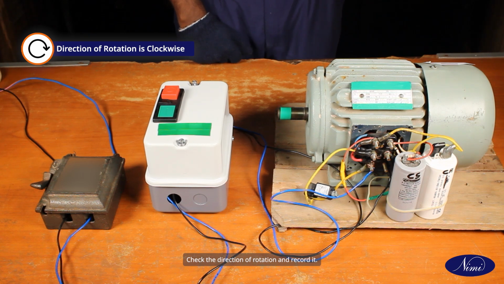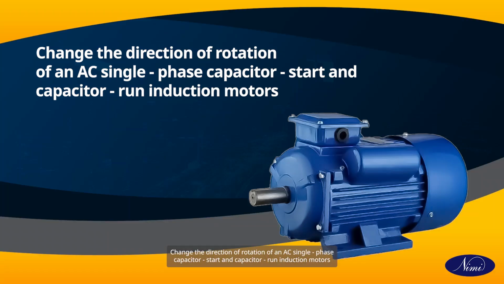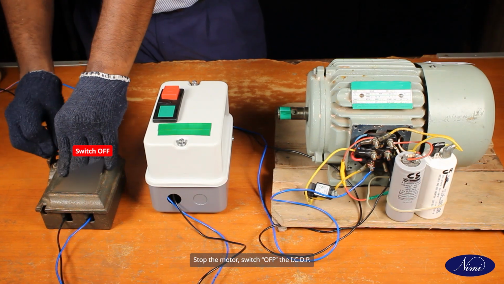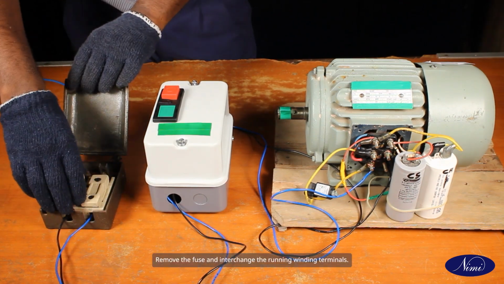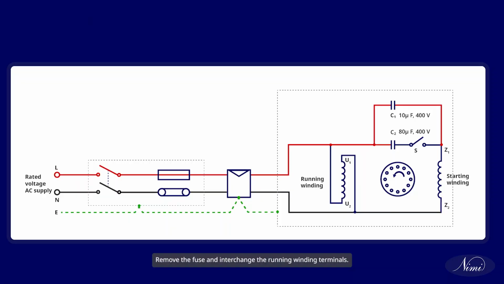Check the direction of rotation and record it. Change the direction of rotation of an AC single-phase capacitor start and capacitor-run induction motors. Stop the motor, switch off the ICDP. Remove the fuse and interchange the running winding terminals.